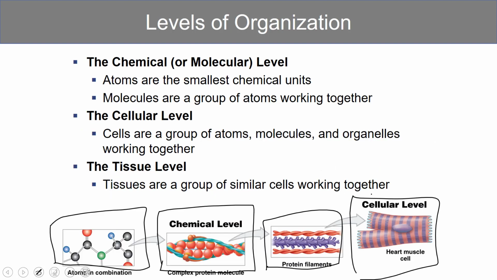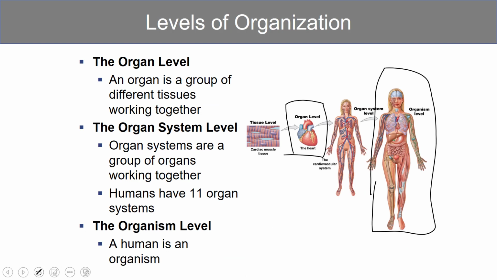So we're going to start off talking about atoms and how atoms come together to form molecules and how molecules form cells and cells form tissues. And then as we gradually progress through the course of the year, we'll eventually end up with an understanding at the level of the organism.